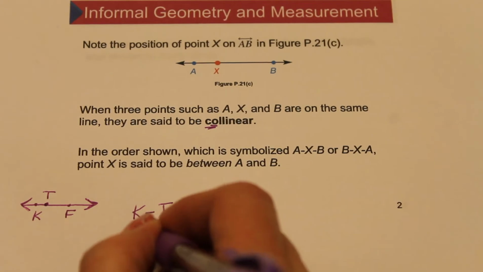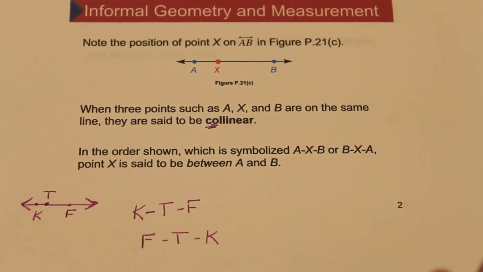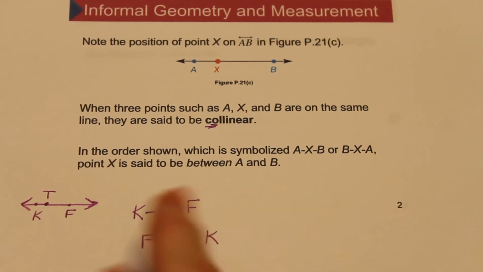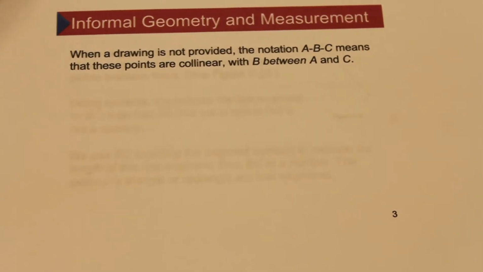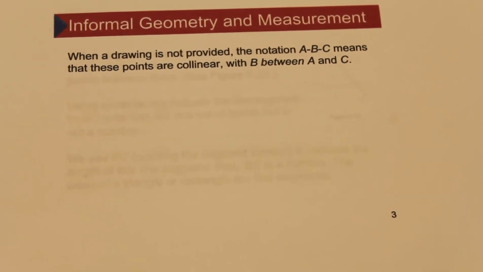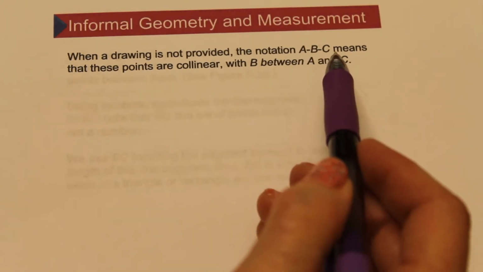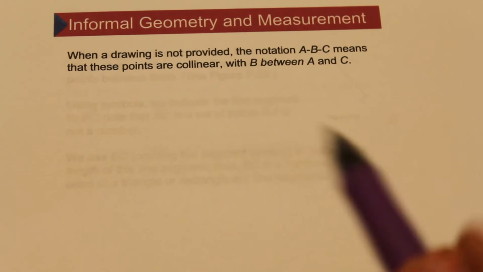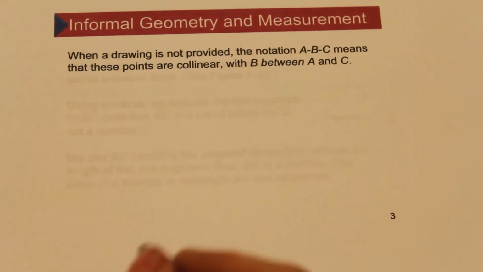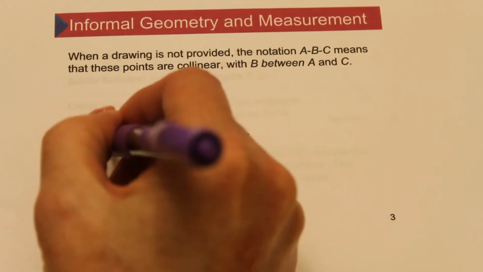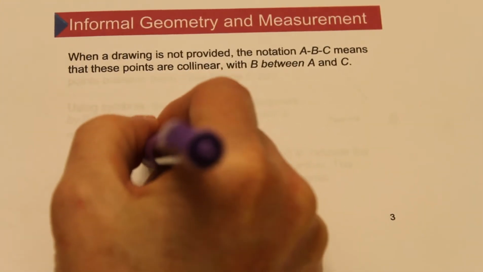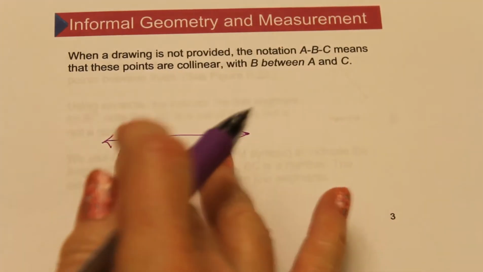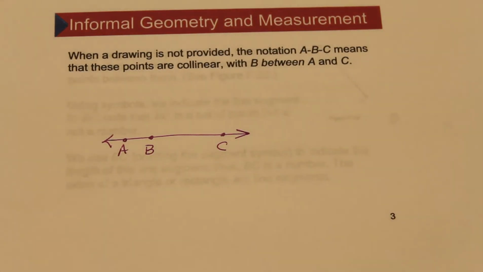I could write it FTK as well, just pointing out that the point T is between the points K and F. So there is a concept of betweenness when points are on a line. So if a drawing is not provided, the notation A-B-C implies that they're all on the same line. So if I saw A, B, C written like that, I would assume that there was a line with a point A. I don't exactly know where point B is, but I know it's in between A and C. They are collinear.